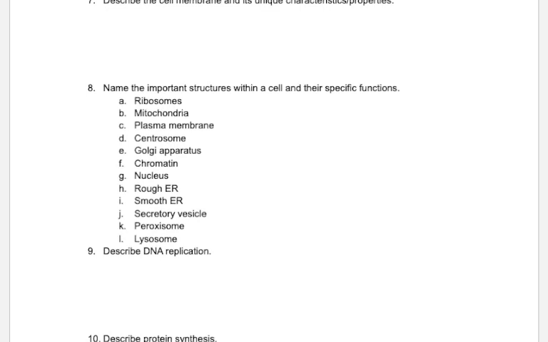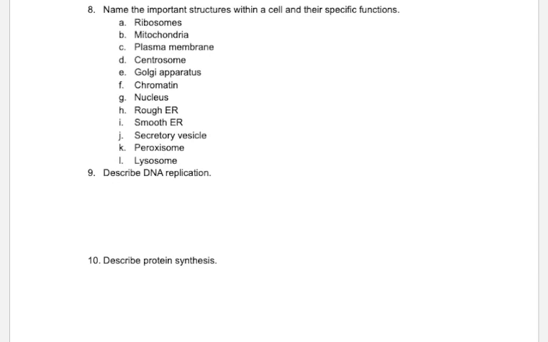Describe the cell membrane and its unique characteristics or properties. So we want to talk about semi-permeability here, the hydrophobic head, the hydrophilic tails, how it's bilayered, and why is this unique? How does it create 2 different environments? All of these things can go here.